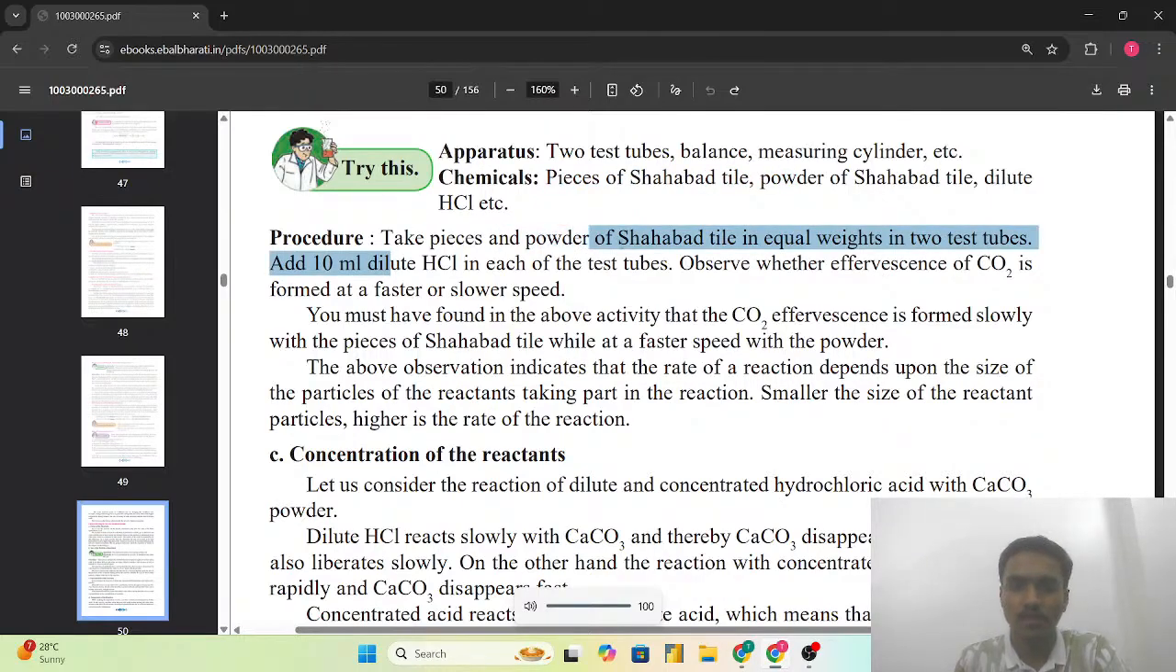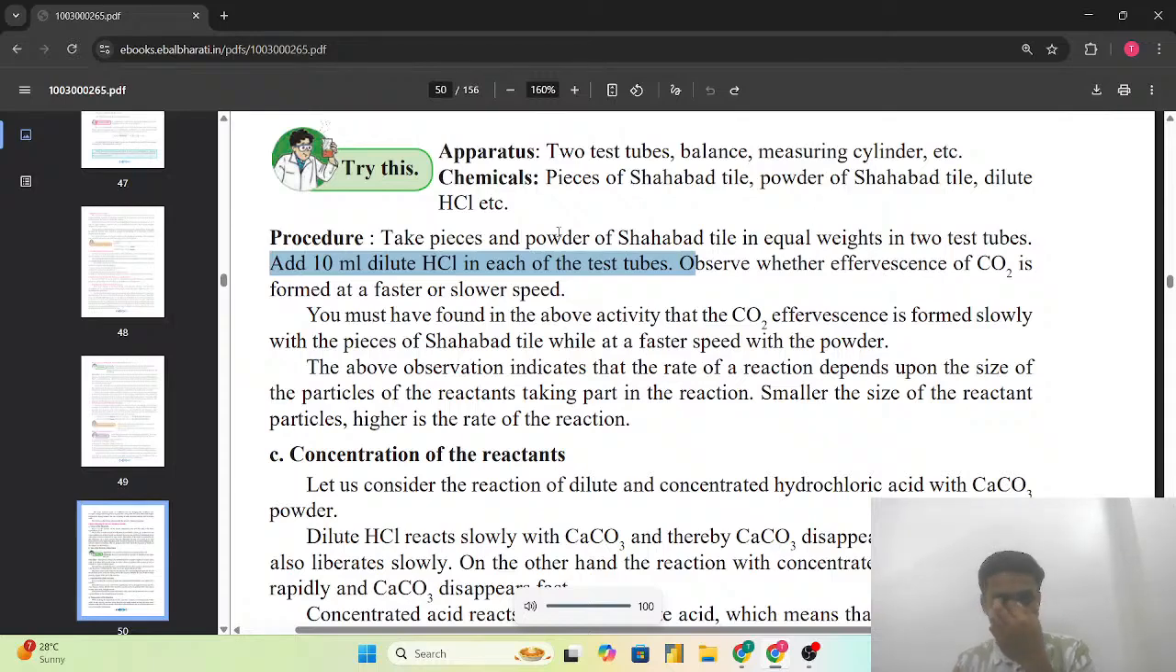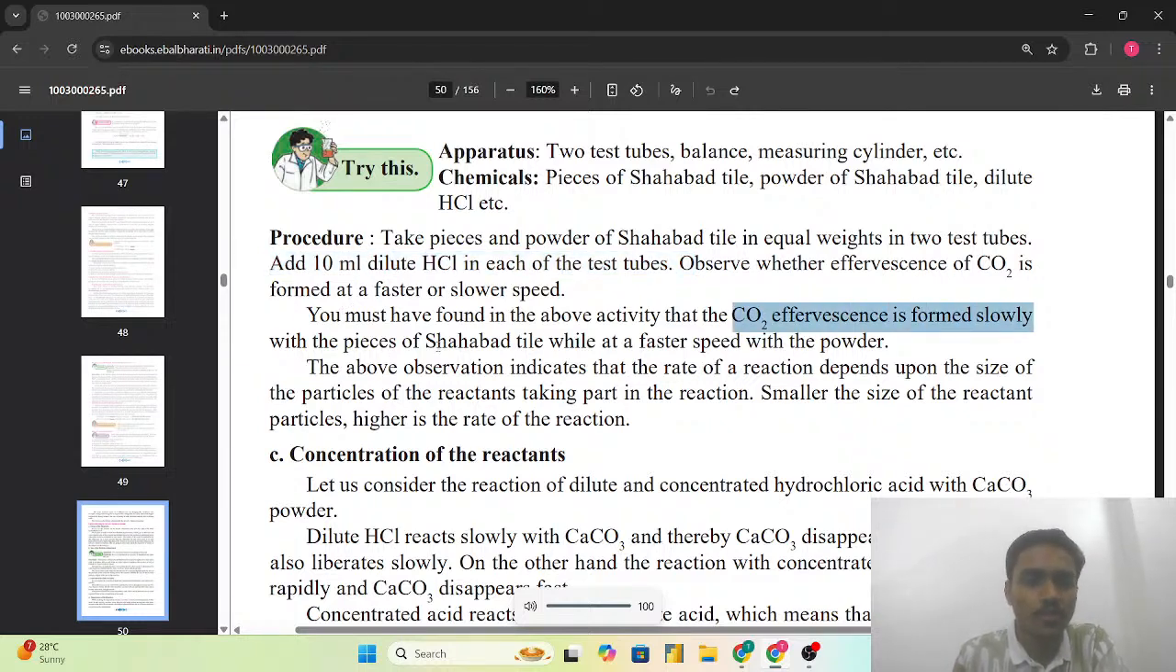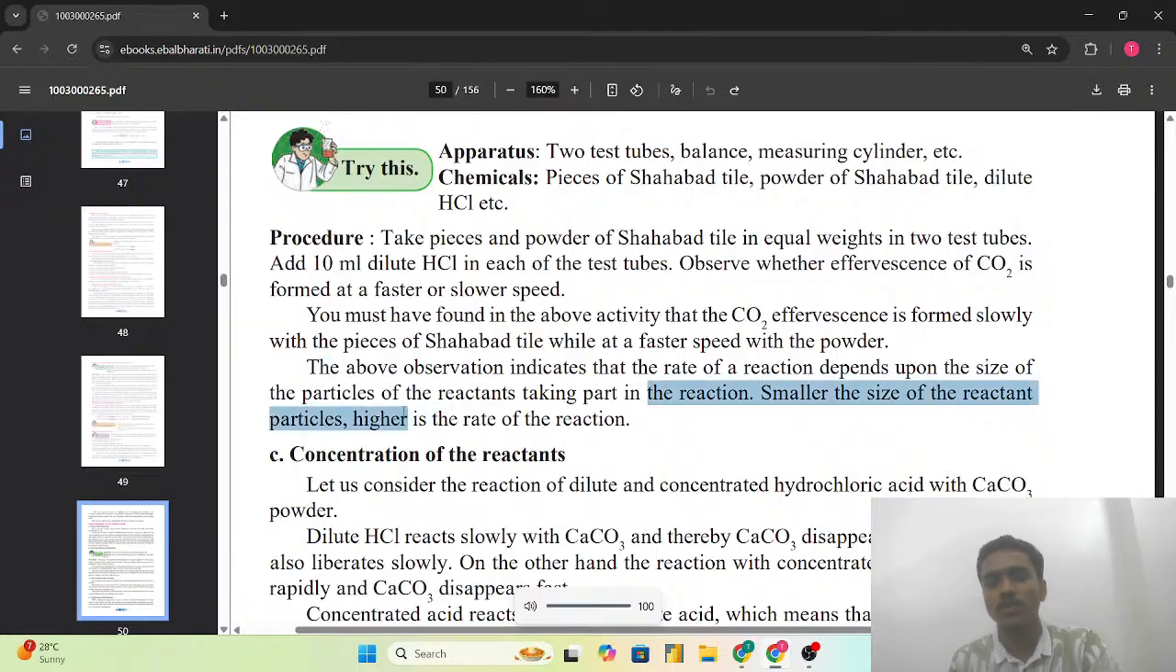Procedure: take pieces and powder of the Shahabad tile in equal weights in the two test tubes. Add 10 ml dilute HCl in each test tube. Observe whether effervescence of carbon dioxide is formed at a faster or slower speed. You must have found in the above activity that the CO2 effervescence is formed slowly with the pieces of the Shahabad tile, while at a faster speed with the powder. This indicates that the rate of the reaction depends upon the size of the particles of the reactant taking part in the reaction. The smaller the size of the reactant particles, the higher is the rate of the reaction.